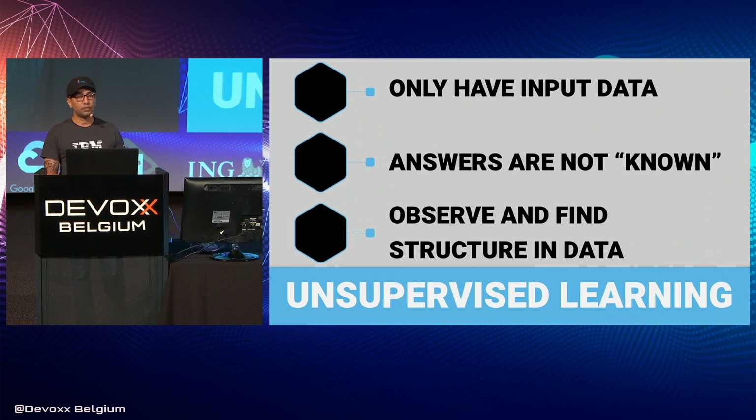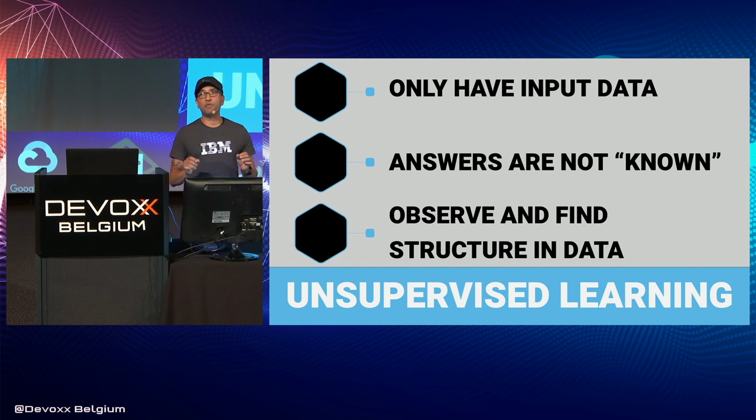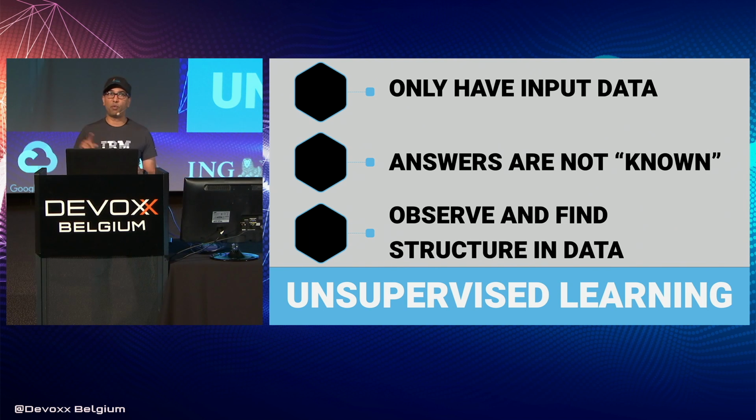And with unsupervised learning, as you can probably guess, we only have input data. We don't necessarily know what the correct answer is up front. Right? We can usually extrapolate what it is, but it's not something that we feed into our system or our application to get the machine from point A to point B in terms of what we're doing.